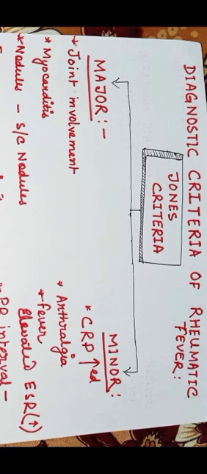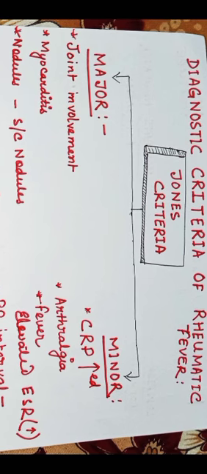This is the fourth episode of this series where we are discussing the diagnostic criteria. And today we have taken up, as you can see, Jones criteria. Whether you are going to appear for a university exam or any competitive exam, you can always expect a question from this topic. So let us see the two criteria, the major criteria and minor criteria of Jones criteria. It is for rheumatic fever diagnosis.